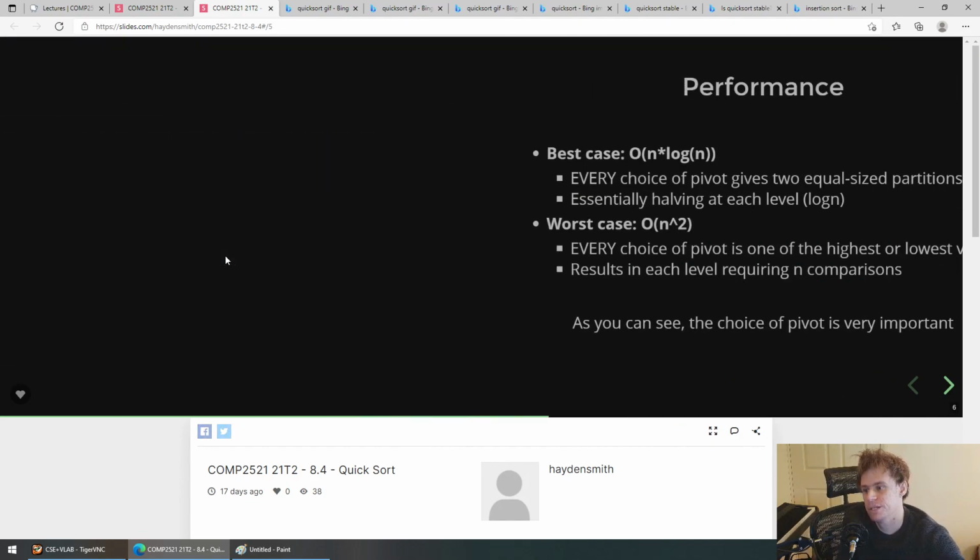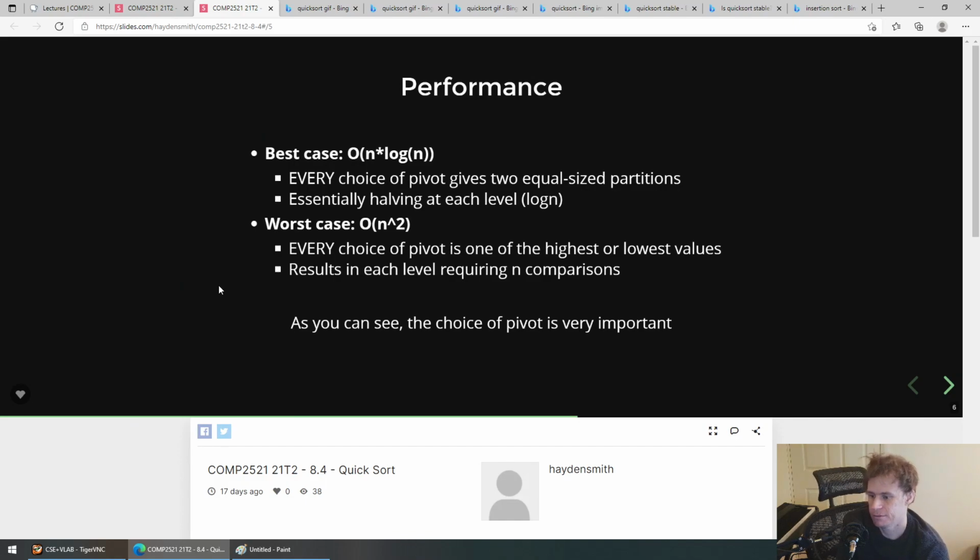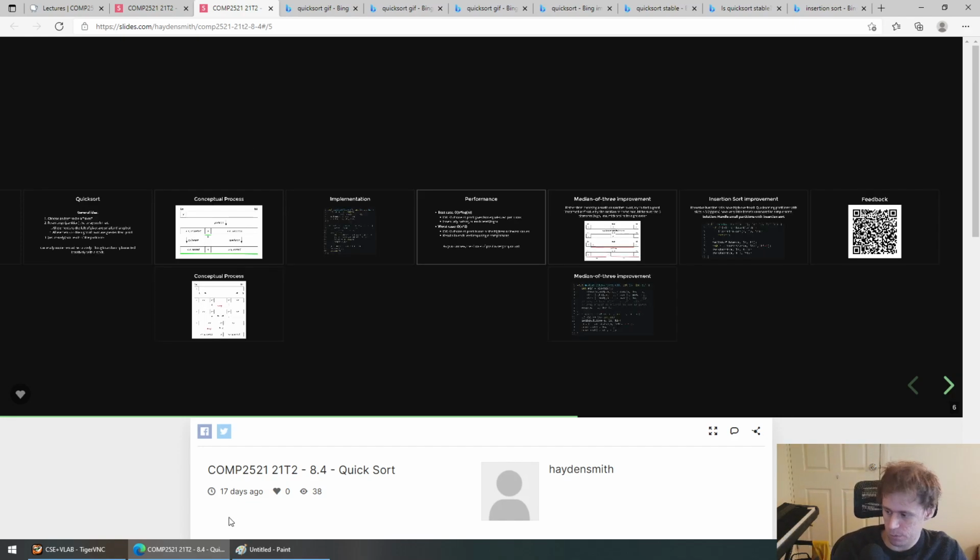This leads to the question, though, what happens if it's not split in half perfectly? Why would it not be split in half perfectly? Well, I have a simple answer for you. It's because you chose a bad pivot, or because the pivot wasn't very helpful. In that case, it's n squared, and I'll explain to you why that's n squared.